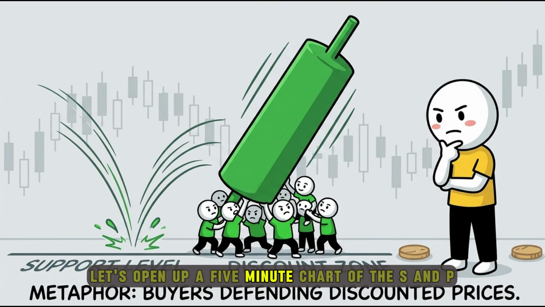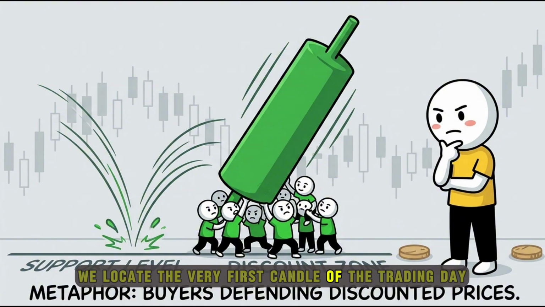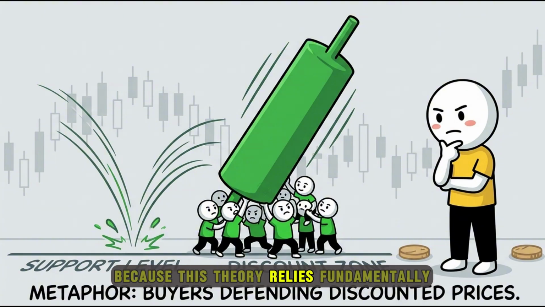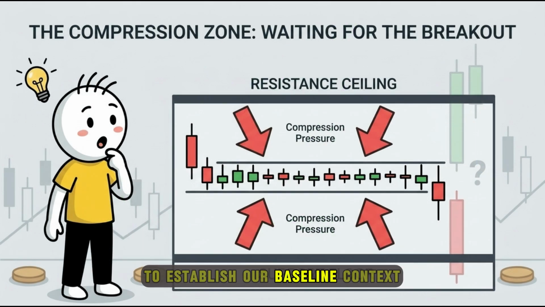Let's open up a 5-minute chart of the S&P 500 index. We locate the very first candle of the trading day. Because this theory relies fundamentally on the relationship between 2 data points, we completely ignore the opening candle and patiently wait for the second bar to print to establish our baseline context.